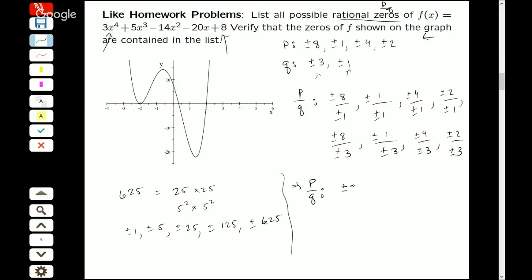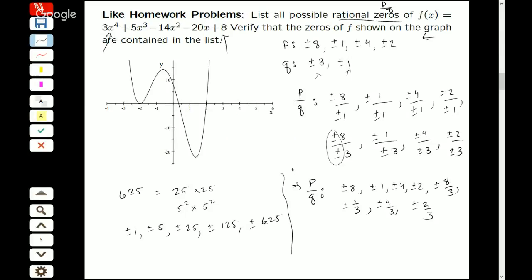So I could have just gone straight to plus or minus 8, plus or minus 1, plus or minus 4, and plus or minus 2. I could have gone straight to there. Now, when you divide by the 3, you have an 8/3, and you're going to combine the plus or minus into just a single plus or minus and write it as 8 over 3. Then you're going to have a 1/3, a 4/3, and a 2/3. So you can go straight to that list. You don't have to do the in-between step, but I have to show you the in-between step so you see where I get that list from.